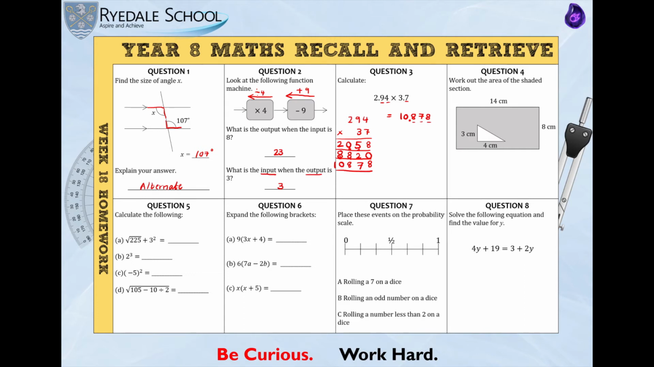In question 4, it says work out the shaded area. We have a rectangle first. The rectangle will have area 14 times 8. 14 times 8, I believe, is 112. For the triangle, did you remember to half it? It's 3 times 4 divided by 2, which is 6. When we subtract those, the area of the shaded section is 106.